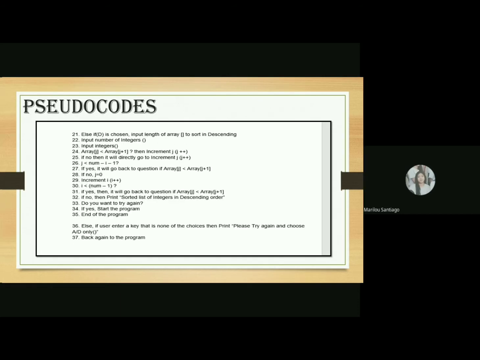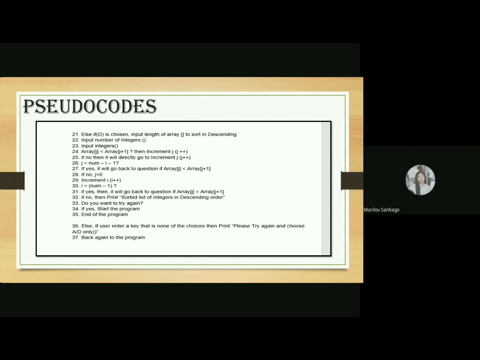Else, if D is chosen, input length of array to sort in descending, input numbers of integers, input integers. If array j is less than array j plus 1, then swap and increment j plus plus. If no, then it will directly go to increment j plus plus. If j is less than num minus i minus 1, if it is a yes, it will go back to question if array j is less than array j plus 1.